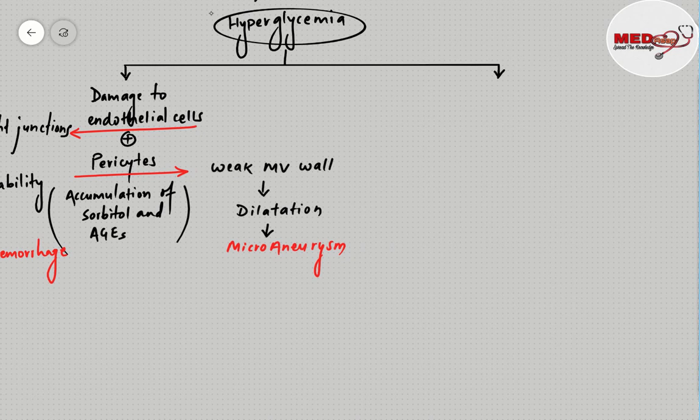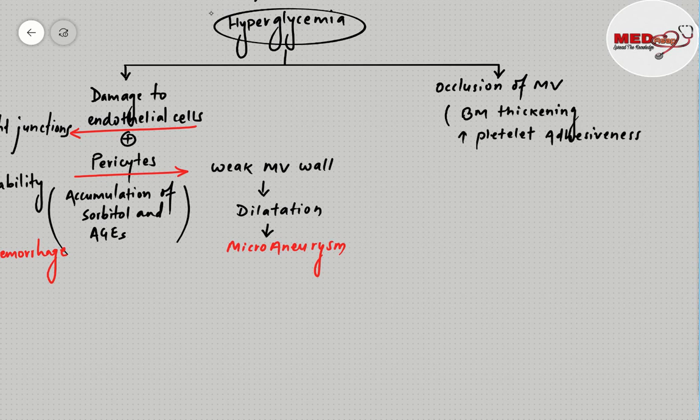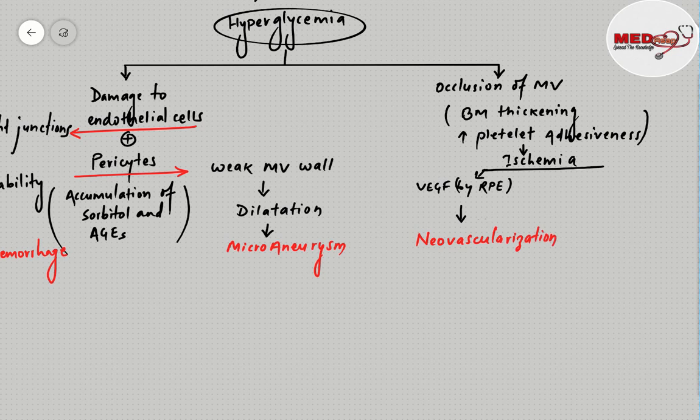The second effect of hyperglycemia is occlusion of microvessels. This happens because of basement membrane thickening or increased platelet adhesiveness, which may produce microthrombi and occlude the microvessels. This occlusion will produce ischemia in the retina. In response to the ischemia, retinal pigmented epithelial cells will produce vascular endothelial growth factors, which will cause proliferation of the new vessels, which is known as neovascularization.